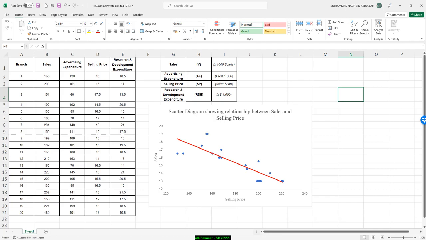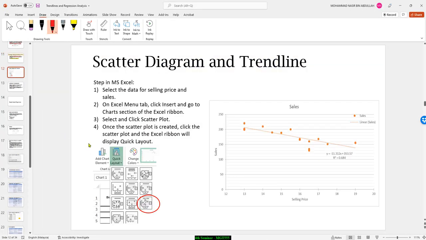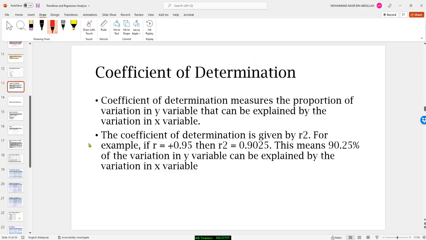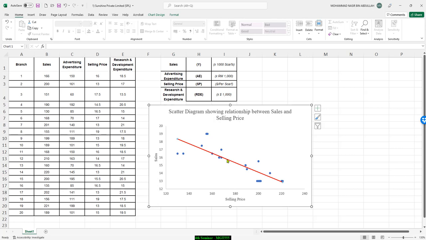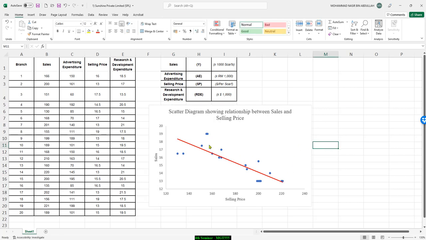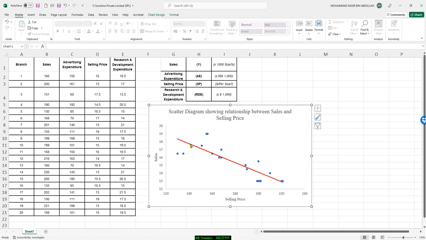Okay, right? So let's move to coefficient of determination. Dekat sini dia tak bagi tahu dekat kita what is the R value, the Pearson product moment correlation. So what we can do is we just highlight dekat line ni. Nampak? I highlight dekat line, bukan highlight dekat point. Highlight dekat line. So I click format trend line.